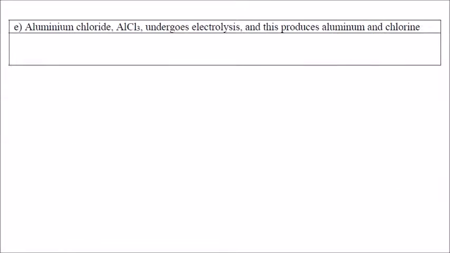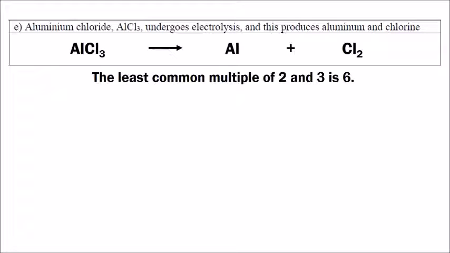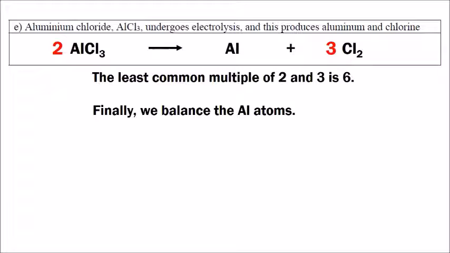All right, our next equation starts with aluminium chloride, AlCl3, and the products of the reaction are aluminium and chlorine, which is a diatomic element, so it's written as Cl2. The least common multiple of 2 and 3 is 6, so we want to get 6 chlorine atoms on the left and 6 chlorine atoms on the right. Finally, we need to balance the aluminium atoms, so a 2 in front of the aluminium takes care of the balancing process.